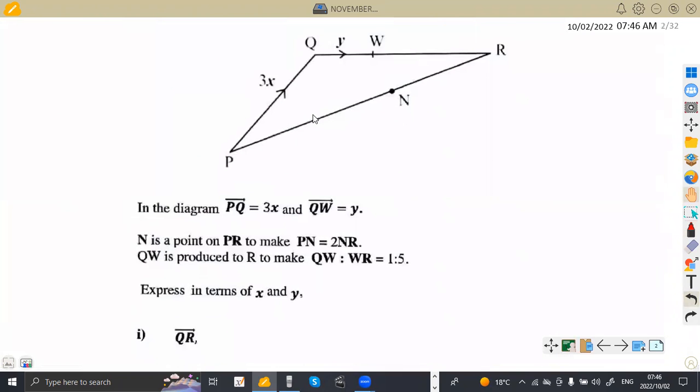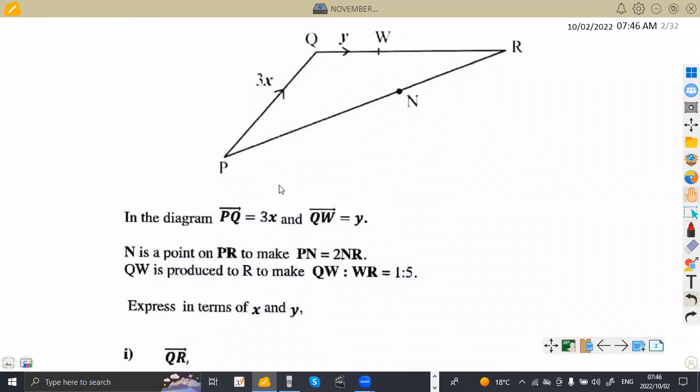On the B part, we are given a vector diagram. PQ is 3x and QW, from Q to W, is vector Y. The point N on PR makes PN equal to 2NR, so it's a ratio. In PN there are 2 parts and NR is 1, so it's 2:1. Then also QW to WR is 1:5, so here we have a ratio of 1:5.